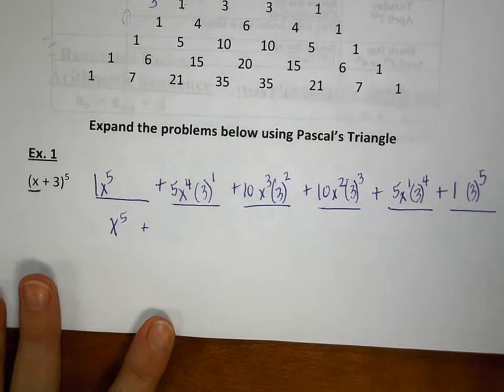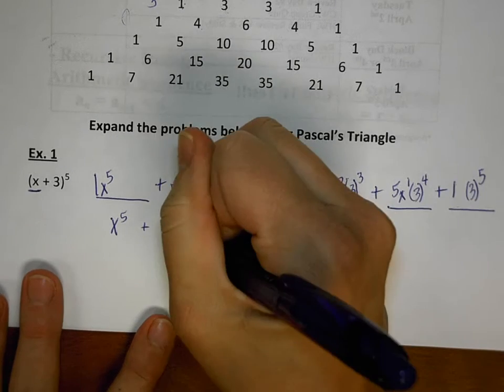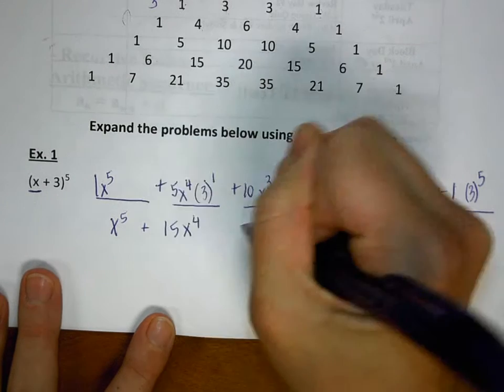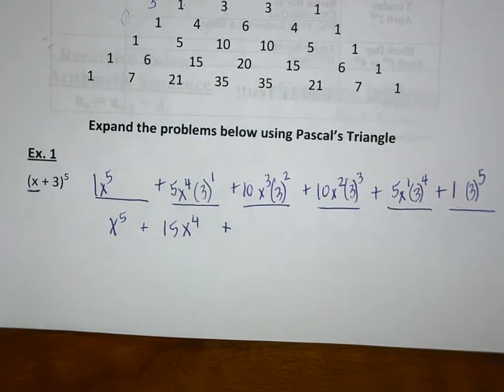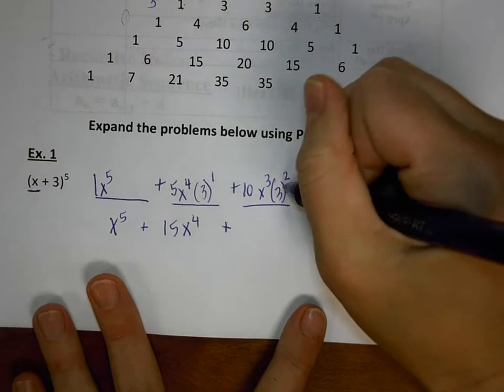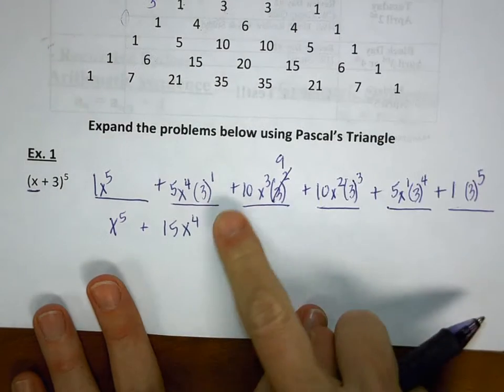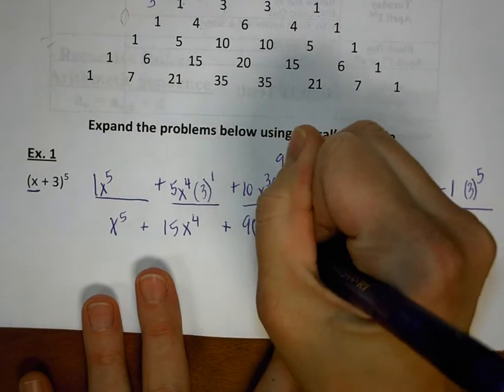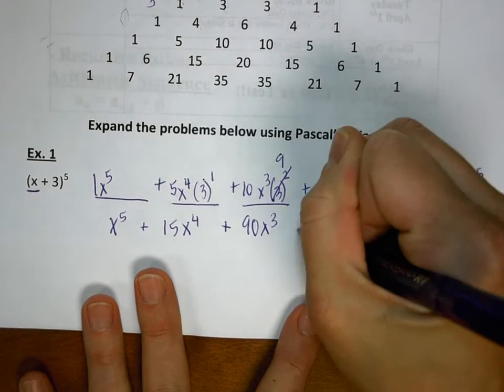Well, 3 to the 1st is 3, and then 5 times 3 is 15, so that means I'm going to have 15x to the 4th. Okay. Plus, on this one, I have 3 to the 2nd power. Well, what's 3 to the 2nd power? 9. So this is really 9. And so I have 10 times 9, which is 90 x to the 3rd.